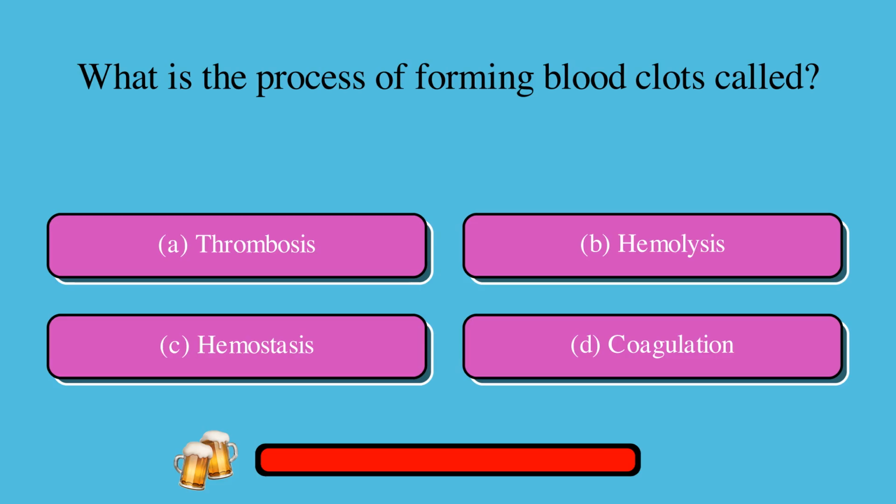What is the process of forming blood clots called? A. Thrombosis, B. Hemolysis, C. Hemostasis, or D. Coagulation? The correct answer is D. Coagulation.